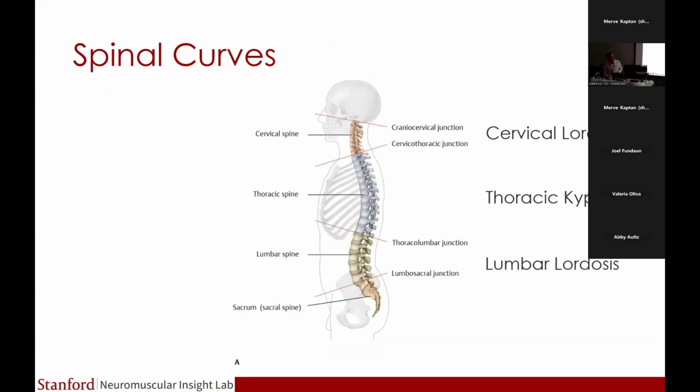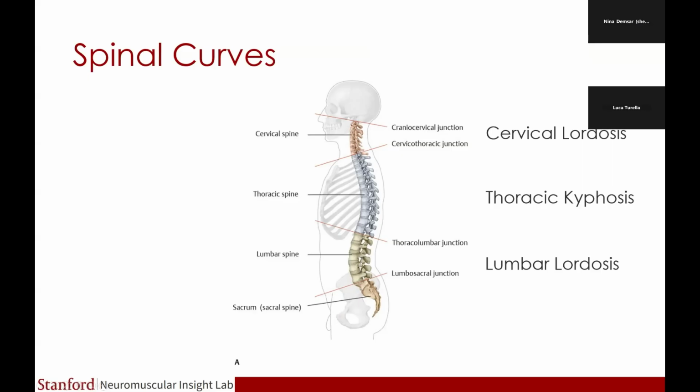The spinal curves: if you look sagittally along the spinal cord, in the cervical spine, which is your neck, you have the cervical lordosis. In the thorax, which is the part of the spinal column where the rib cage attaches, you have a thoracic kyphosis. And then in the lumbar spine, you have a lumbar lordosis.